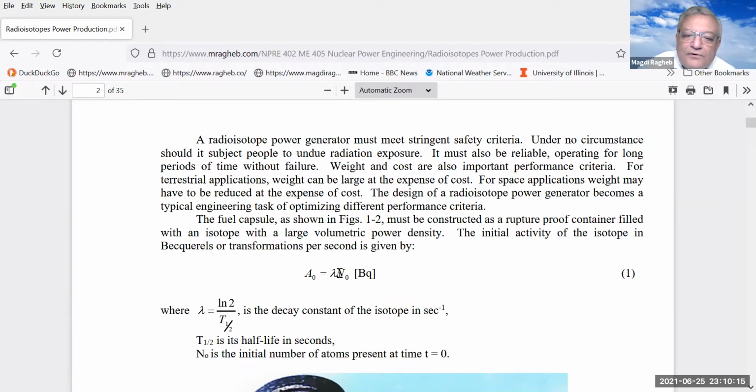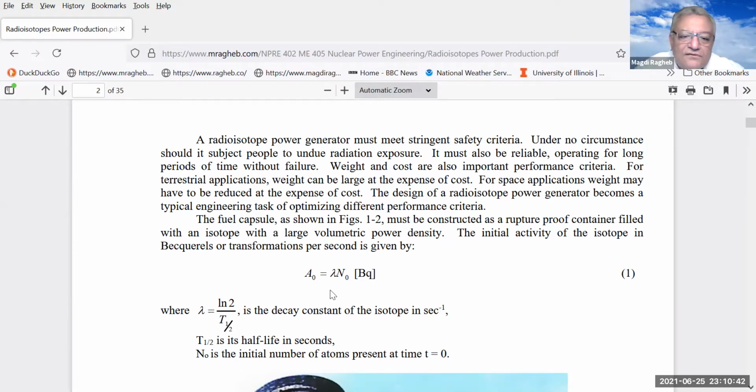The number of atoms of a given isotope, let's call them N sub 0, when you multiply that by the decay constant of the radioactive isotope, which, as a reminder, is the natural logarithm of 2, 0.6931, divided by the half-life, gives us the initial activity.